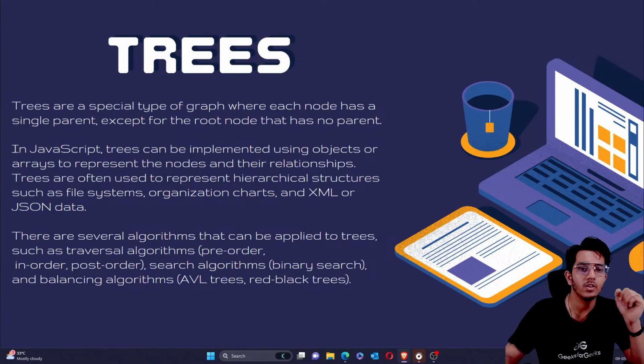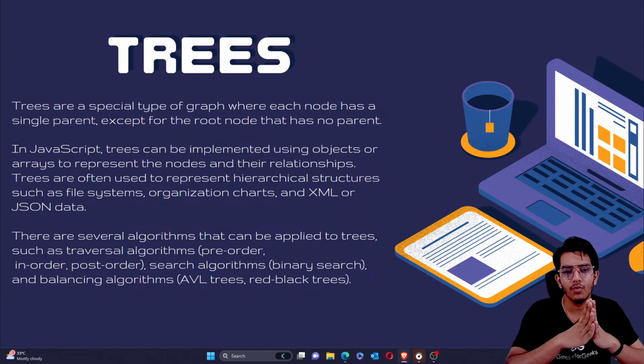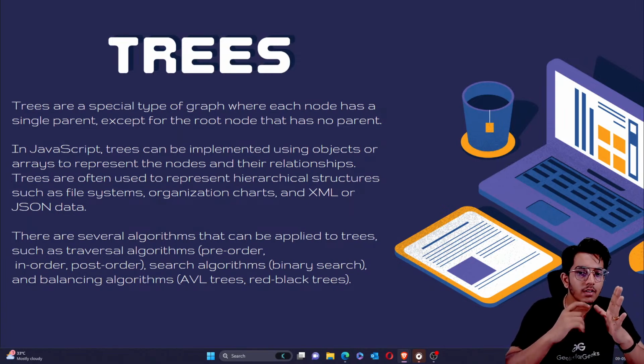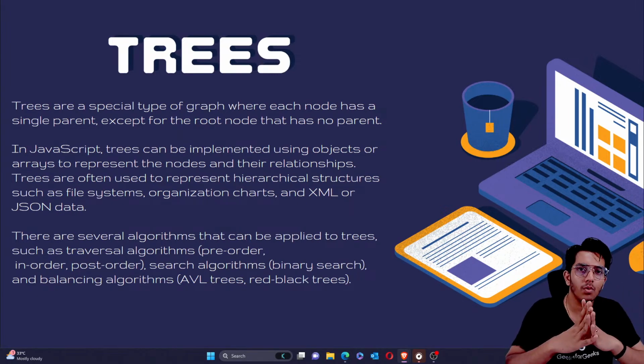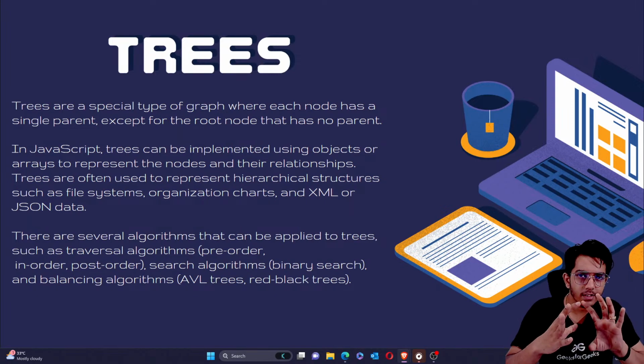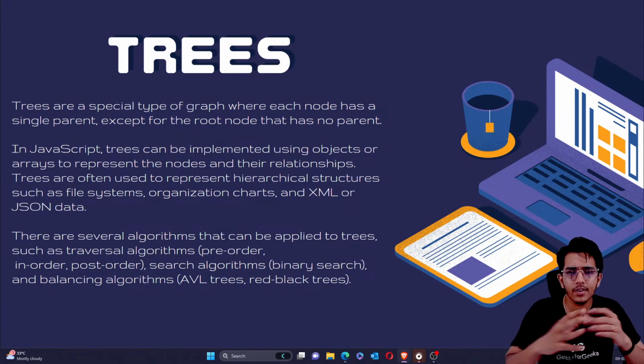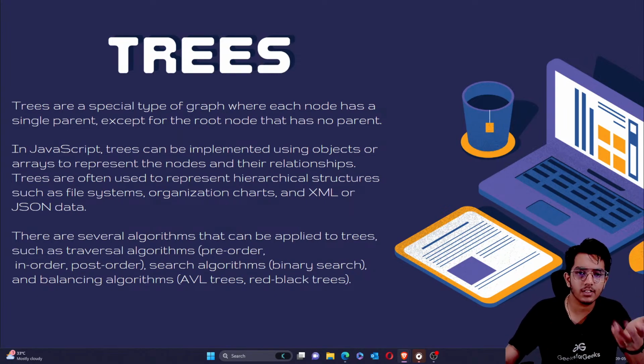Then we have trees. Trees are a special type of graph where each node has a single parent. So we'll be learning trees also, and definitely graphs and trees are not that similar to C++ or C or Java, but the logic is the same, and the implementation is a bit different. So you'll see the difference. If you know data structures in C++, then you'll know the difference, else you can avoid it. You can learn it this way also.